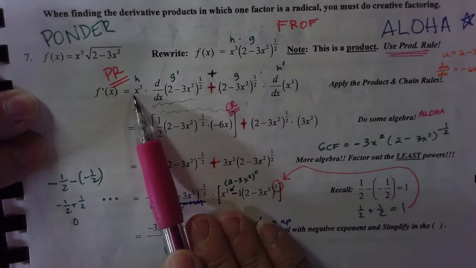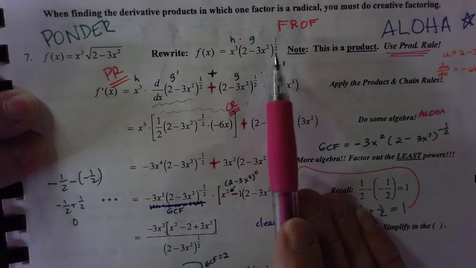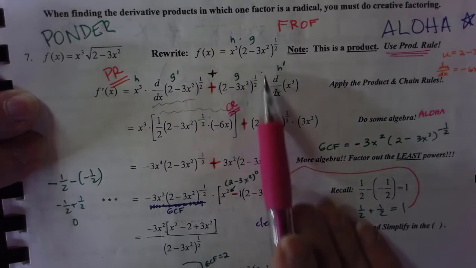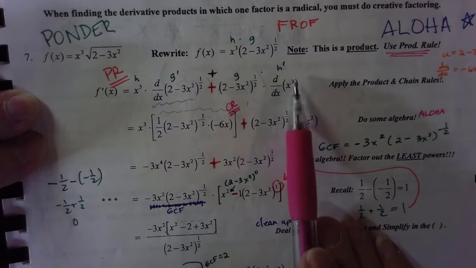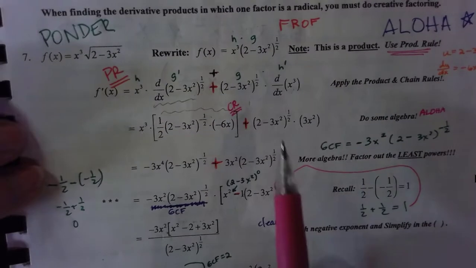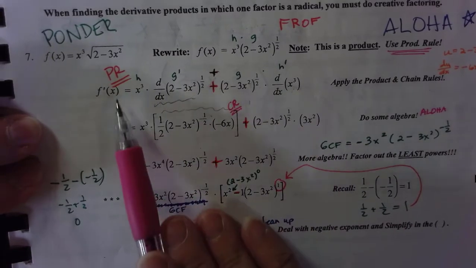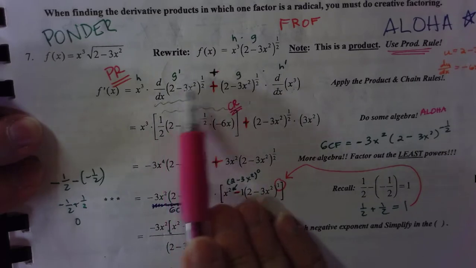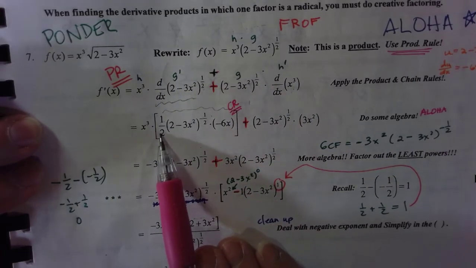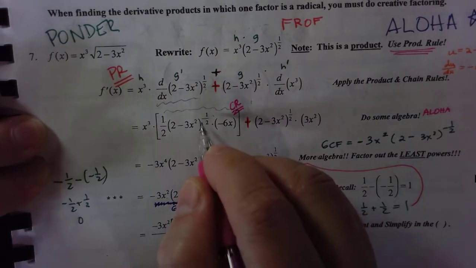So h is x cubed, and for g prime, I'm going to take the derivative of this, and we're going to have to use chain rule there, plus g times the derivative with respect to x of h. So this looks pretty terrible, but it's not so terrible. So I have x cubed, and for the derivative of this, notice my outside function is the 1/2 power, so 1/2 is going to come down as my coefficient. Subtracting 1 from 1/2 leaves negative 1/2.